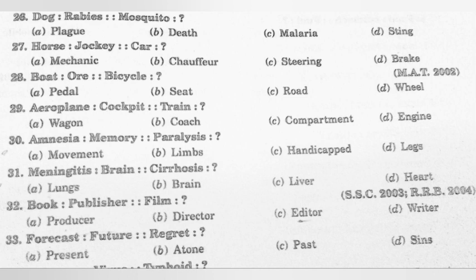The next question is: horse is related to jockey, and car is related to what? A jockey is a professional horse rider. So for one animal, the horse, the professional rider is called a jockey, and the professional car driver is called what? The options are mechanic, chauffeur, steering, and brake. You can eliminate steering and brake because they are parts of the car, so they are not the answer. The next choice is either mechanic or chauffeur.